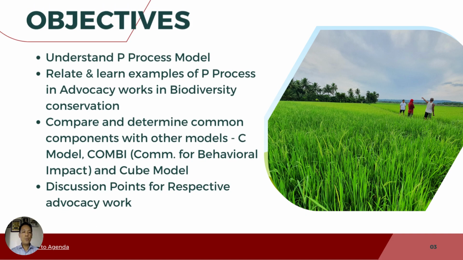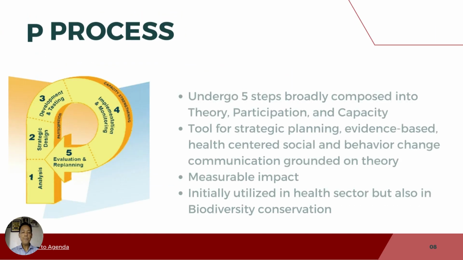One objective is to recap the P process model, which one of my groupmates has shared already, relate and learn some examples of P process and advocacy works in biodiversity conservation. We will also compare and determine common components with other models such as C model, COMBI or communication for behavioral impact, and Cube model, which were discussed by my groupmates as well. And then we will end with possible discussion points for our respective advocacy work.